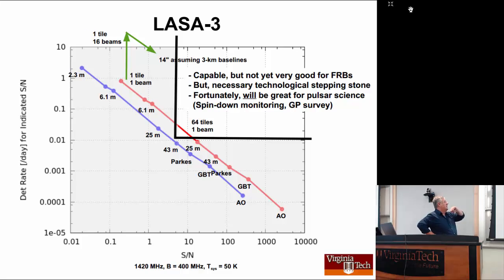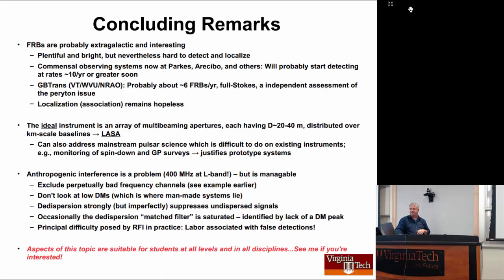But it turns out it's useful for other things. I won't tell you what they are, I'll just mention them. Spin down monitoring is a pulsar problem. GP survey is surveying for pulsar giant pulses, which is something that this instrument would be fantastically good for, even this very small instrument. So, wrapping up, FRBs are these things, very mysterious, probably extragalactic, quite interesting no matter what they are. They're plentiful and bright, hard to detect, hard to localize, so that's what the problem is.